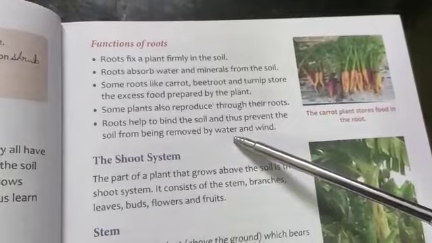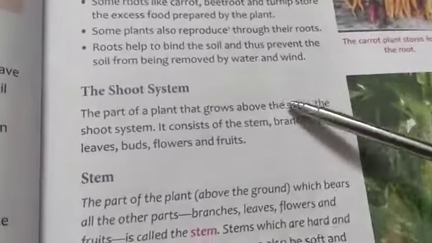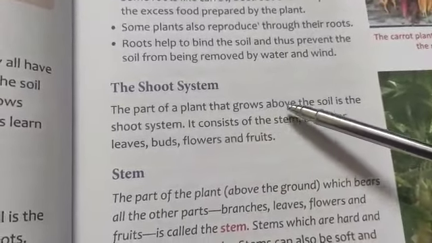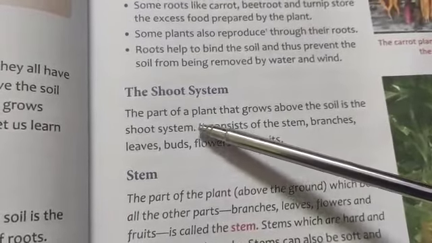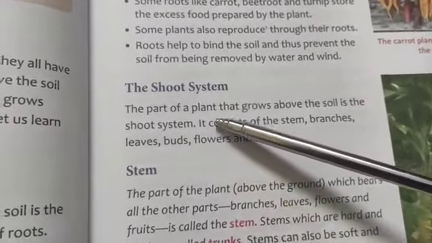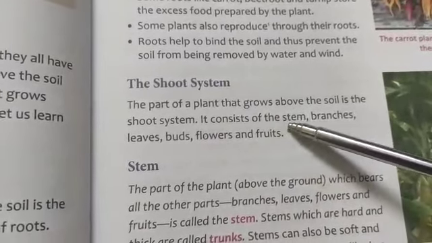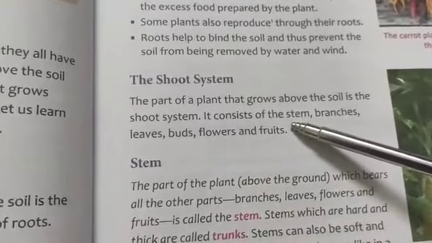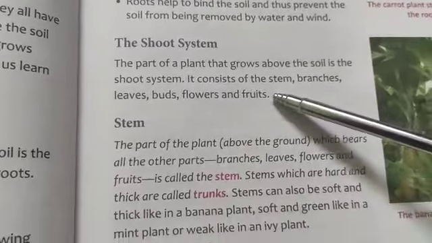Now we will study about the shoot system. What is the shoot system? I told you in my earlier video that the part of a plant that grows above the soil is the shoot system. So, root lies below the soil, the shoot system lies above the soil. It consists of the stem, branches, leaves, buds, flowers and fruits. Now let us learn about the different parts of the shoot system.